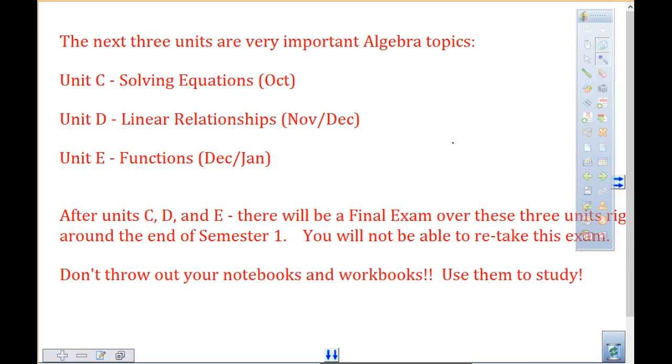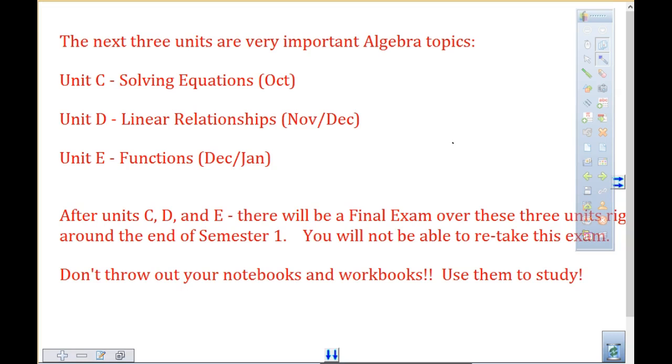Those units are really heavy algebra topics. You'll work with them again next year when you're in Algebra 1. But Unit C is the one we're currently on, solving equations. Then Unit D is linear relationships. We'll work on that in November and December. And then functions in December and January.